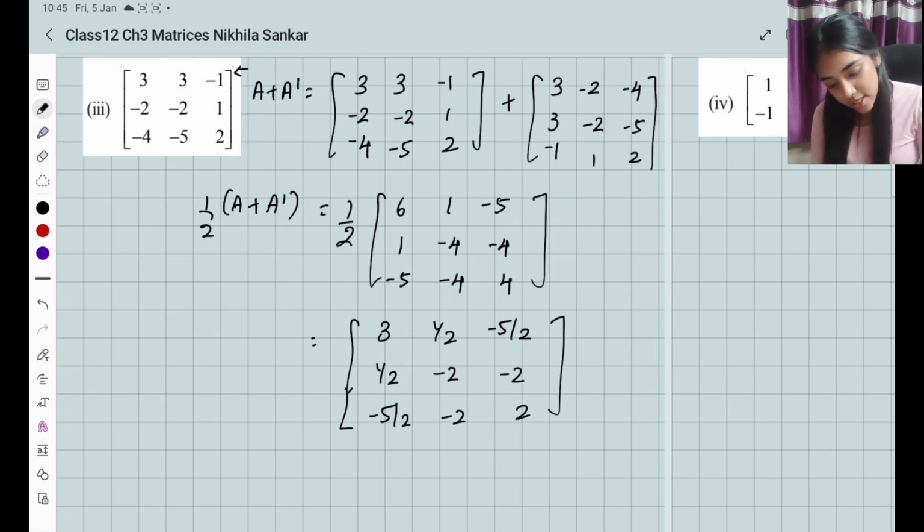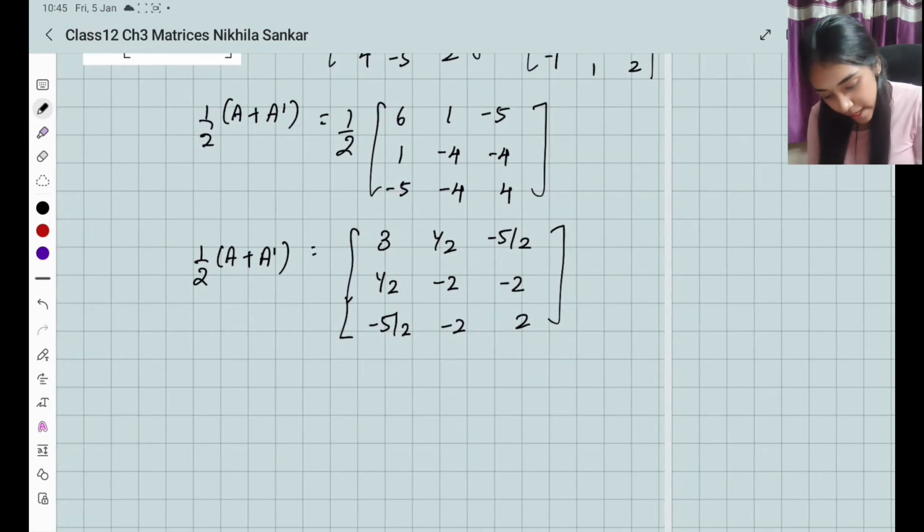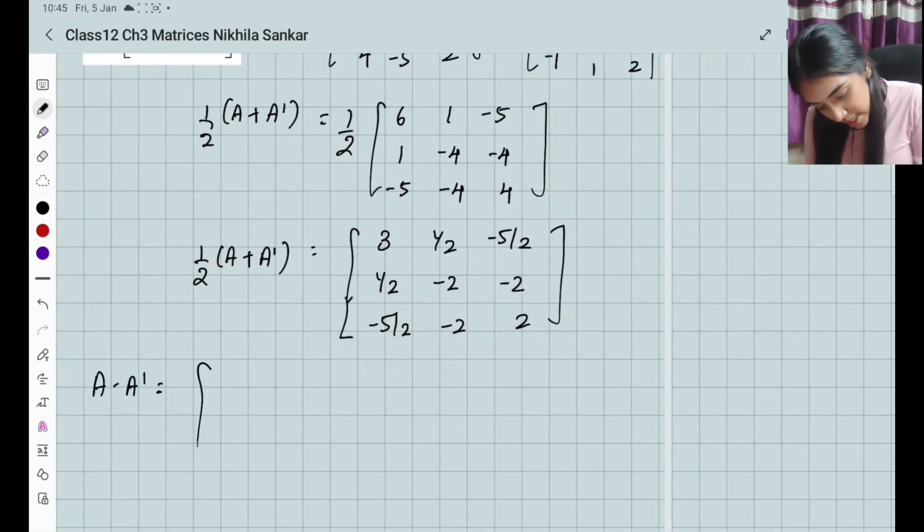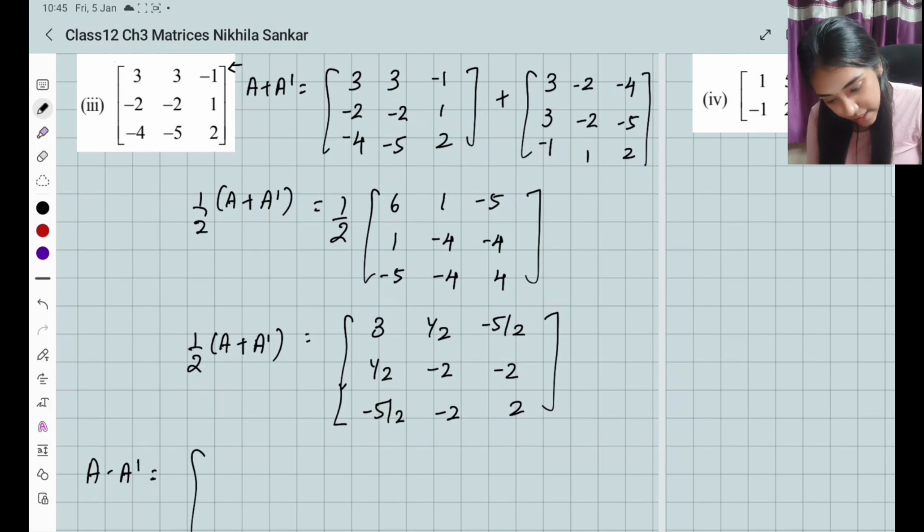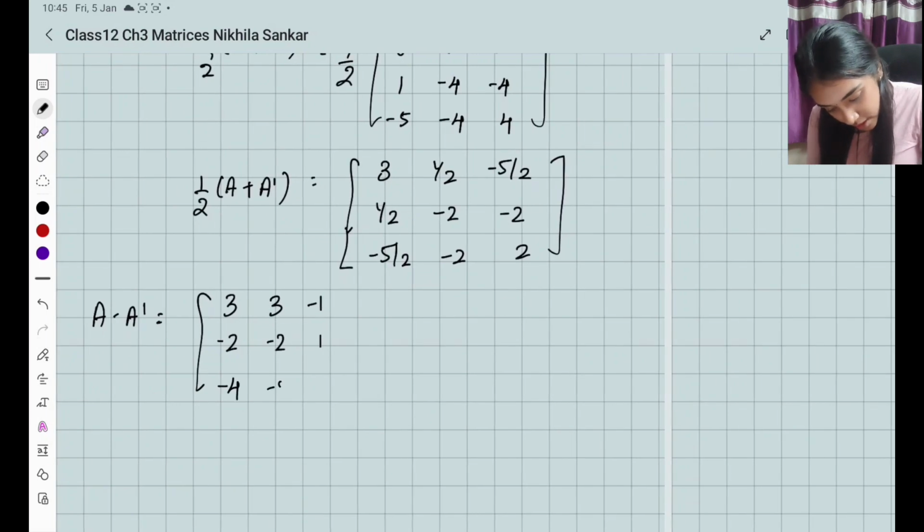So this is going to be half times A plus A transpose. Now what do I write for A minus A transpose? I have to write the A first. A is 3, 3, minus 1, minus 2, minus 2, 1, minus 4, minus 5, 2. So this is A minus A transpose.